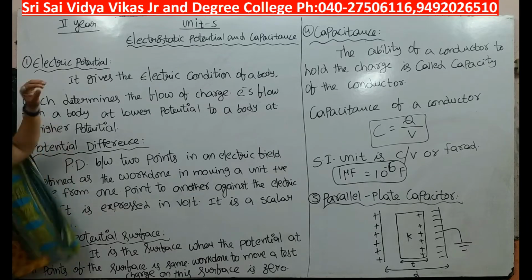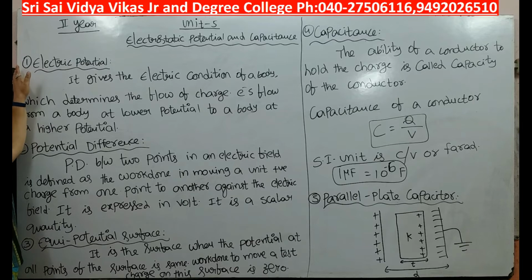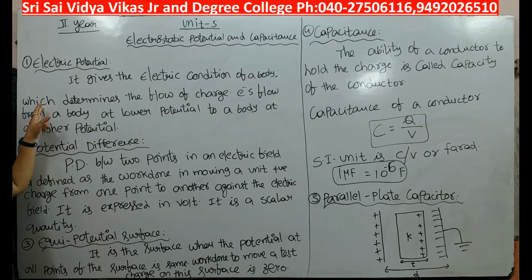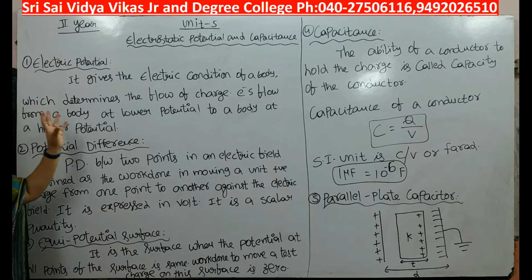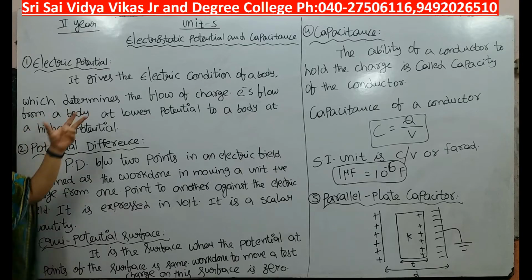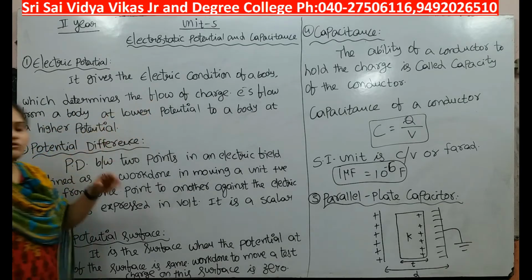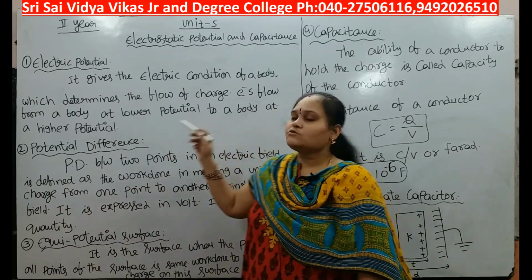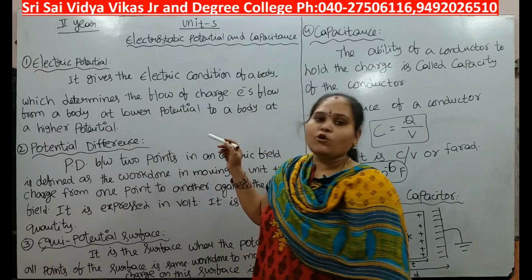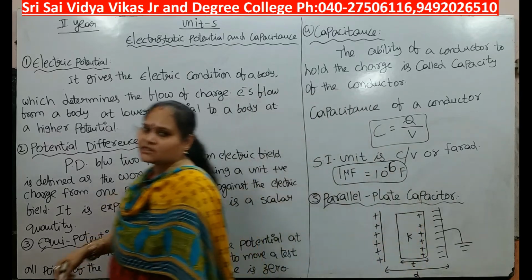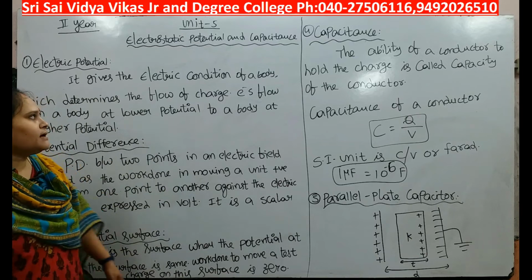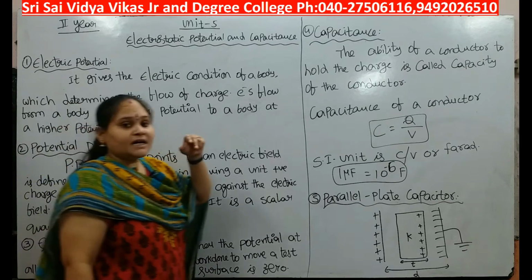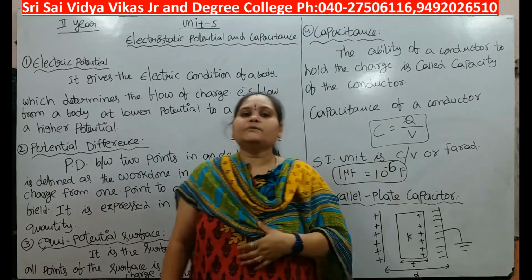What is meant by electrostatic potential? Electric potential gives the electric condition of a body, which determines the flow of charge. Electrons flow from a body at lower potential to a higher potential state. So the electric potential determines the condition of a body which determines the flow of charge, and that charge can flow from the lower potential to the higher potential side.